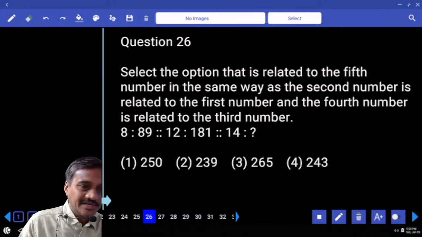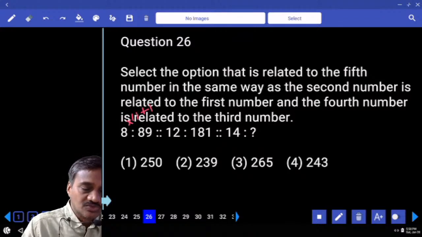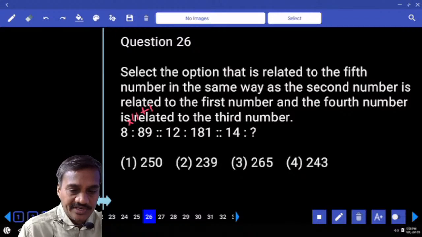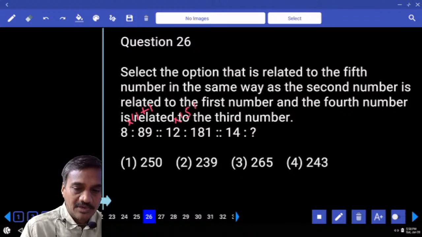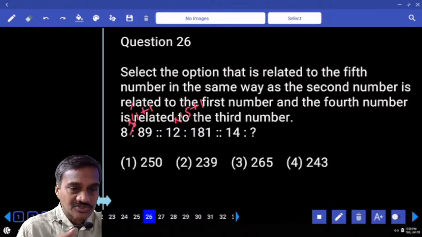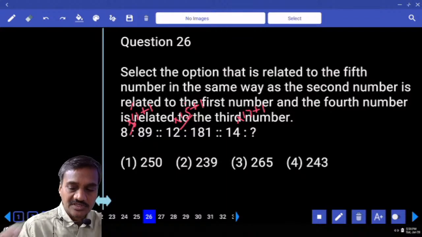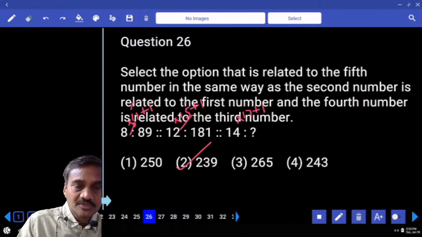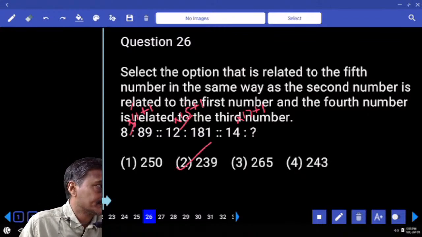Now 8 and 89. Now 89 can be written as 8 into 11 plus 1. Now here 12 and 181, 12 into 15 plus 1. Then what is the relation between 8 and 11? 8 plus 3 is 11. 12 plus 3 is 15. Then 14 plus 3 is how much? 17 plus 1, 17 into 14. The last digit must be 9. 239, that is choice 2.